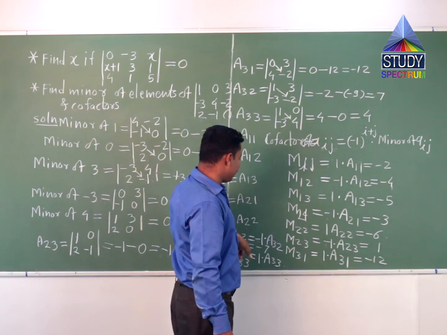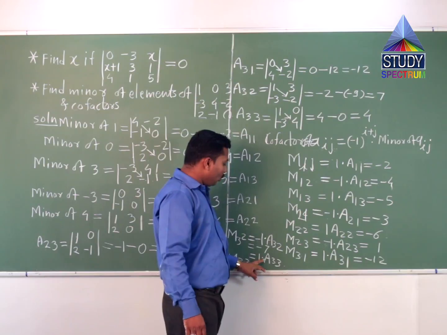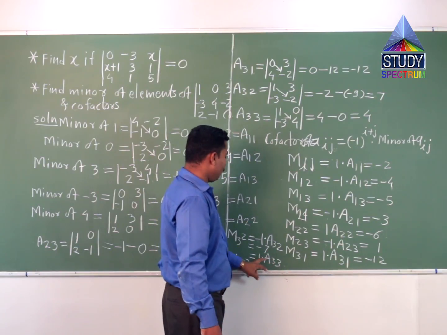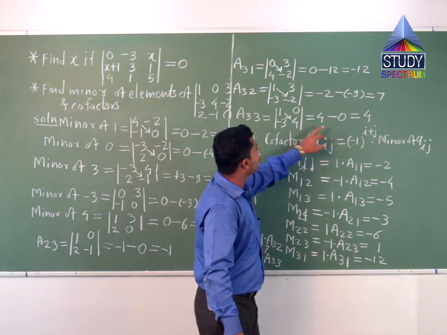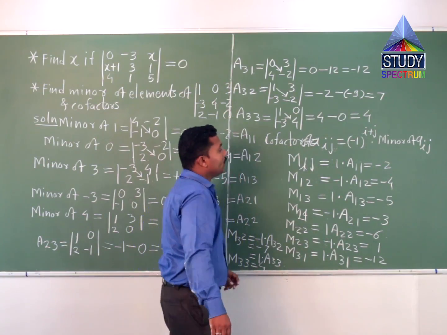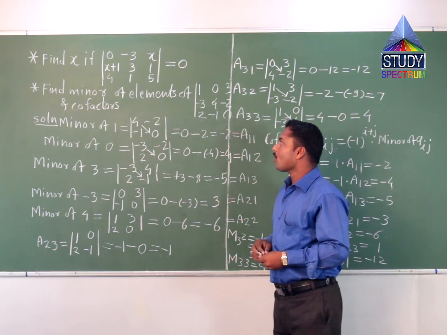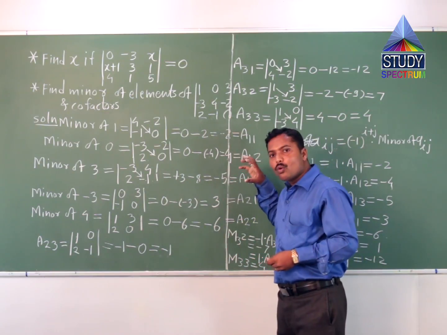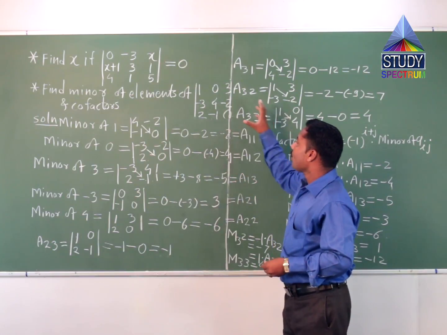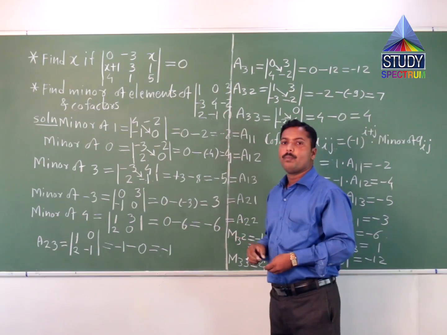We get here minus 7, equal to 1 into a33. a33 means 4. 4 into 1 is 4. So in this manner we find the minors and cofactors of all these two problems.